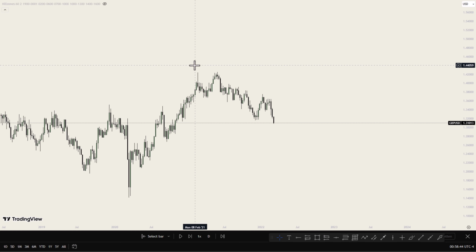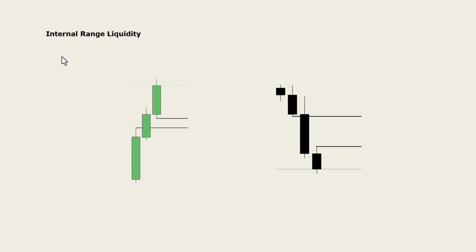This video is about the relationship between internal range liquidity and external range liquidity. So let's get to the PowerPoint presentation before we come back to the chart for more examples. We are going to start by looking at what is internal range liquidity.